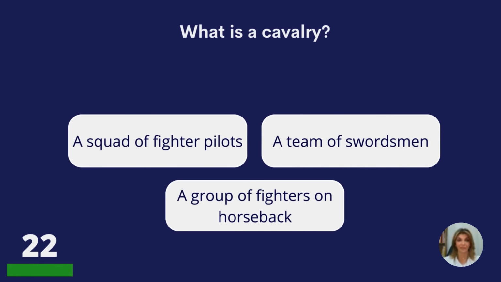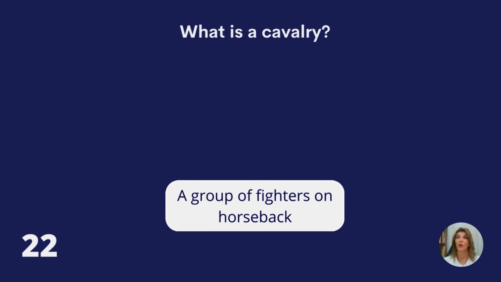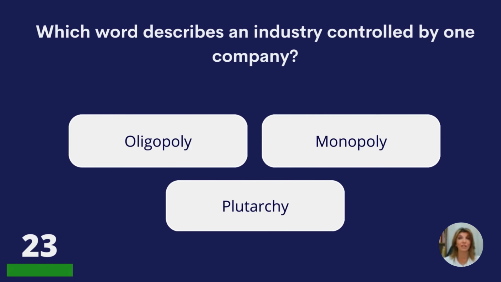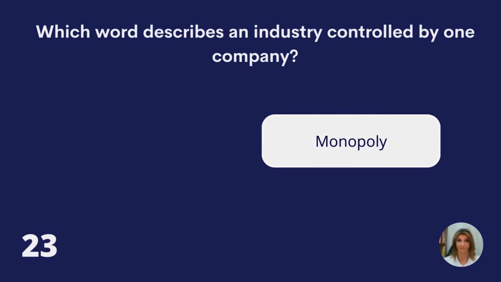What is a cavalry? A squad of fighter pilots, a team of swordsmen, or a group of fighters on horseback? A group of fighters on horseback. Which word describes an industry controlled by one company? Oligopoly, monopoly, or plutarchy? Monopoly.